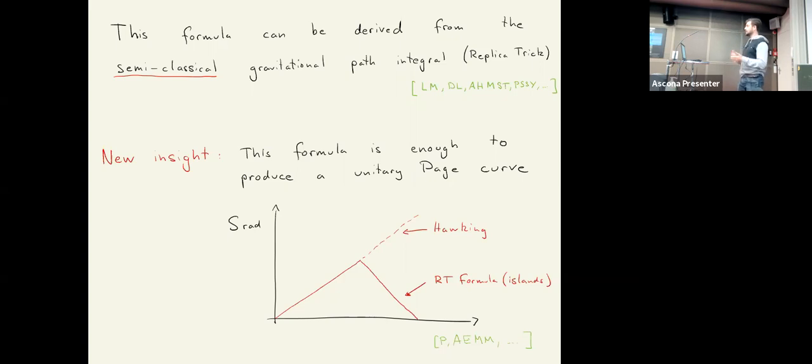Okay, and the new insight, the progress that we've made over the last 2 or 3 years is that somehow just using this formula is enough to produce a unitary Page curve. So if you form a black hole and let it evaporate, several decades ago, Hawking did that computation and showed that if you compute the entropy of the radiation, it just grows and grows beyond bounds. And that violates the unitarity of quantum mechanics because it seems like you don't get back a pure state at very late times. And the new progress is that if you just take this formula that I showed you on the previous page, apply it, what you find is a so-called island, and that makes the entropy of the radiation go down and is compatible with unitarity at very late times.